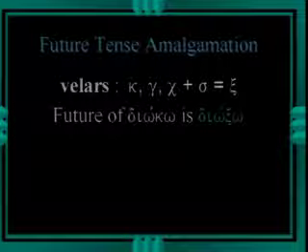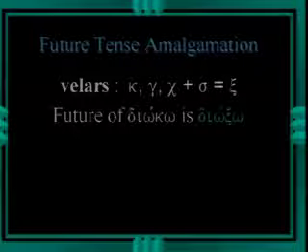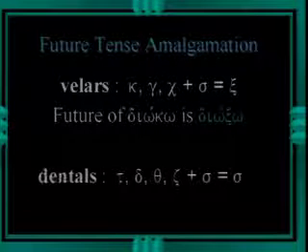Kappas, gammas, chis, when those come into contact with sigmas, they amalgamate to a xi. Notice the verb dioko. It ends in a kappa. So when you go to put a future active indicative ending on that, the kappa amalgamates to a xi, dioxo, future active indicative, first person singular.